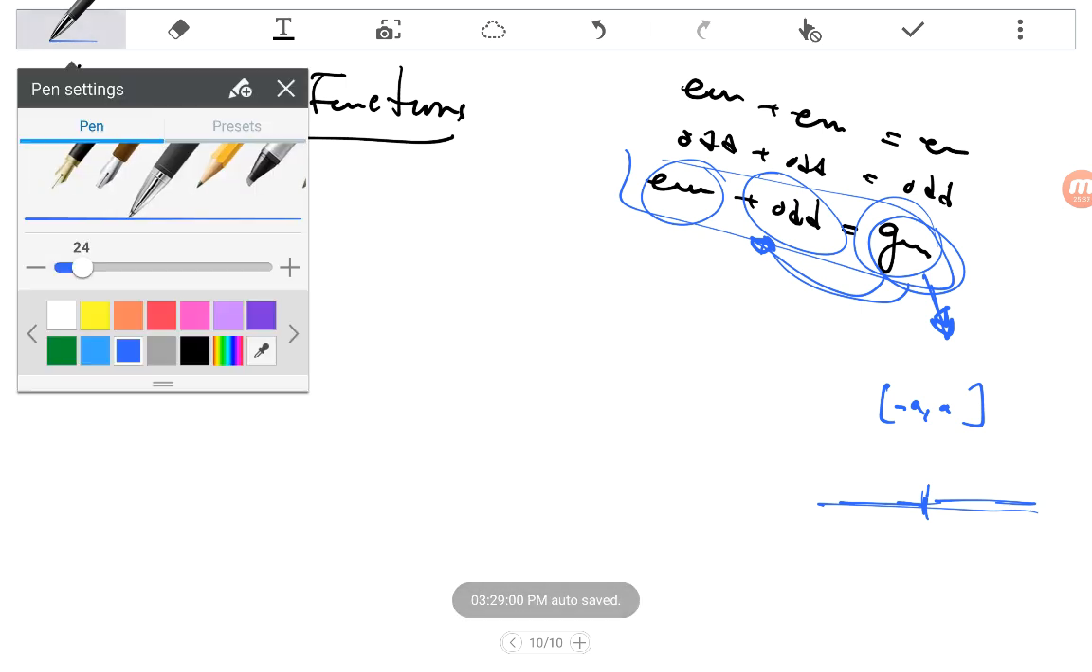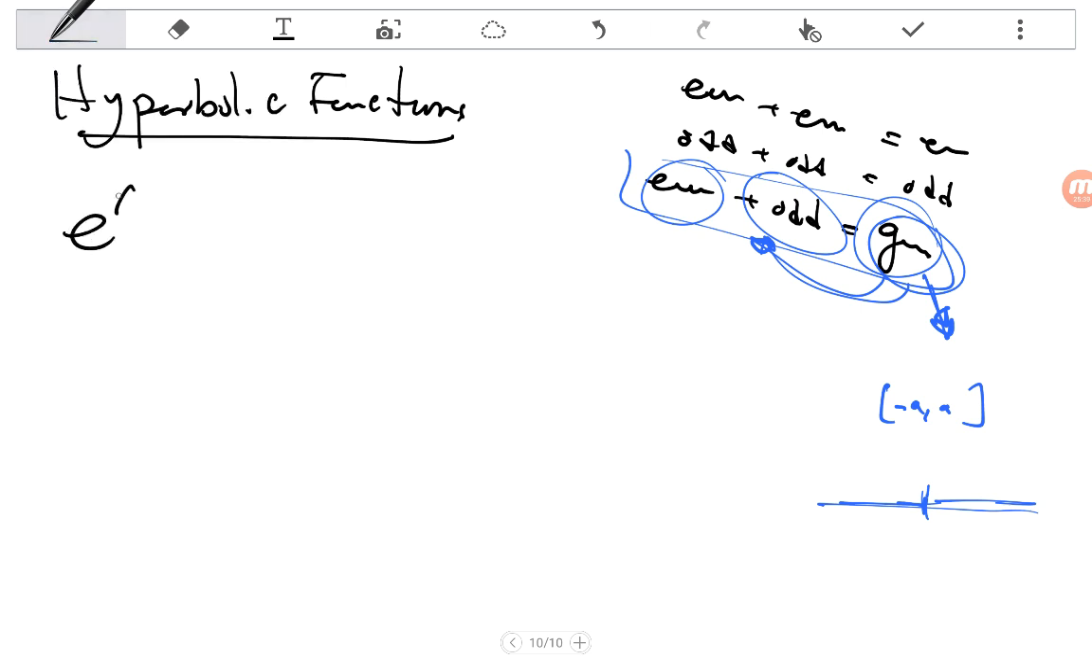A very important function that we have studied is the exponential function, which is e power x. But do you remember that e power x is a general function? Remember the graph of e power x is just like this. So this is a general function. But because this exponential is a very important function and it is general, we need to find two components of it: a component which is even and a component which is odd.